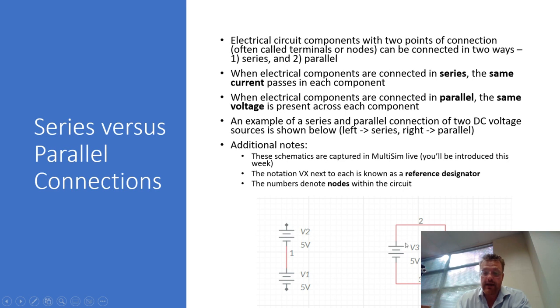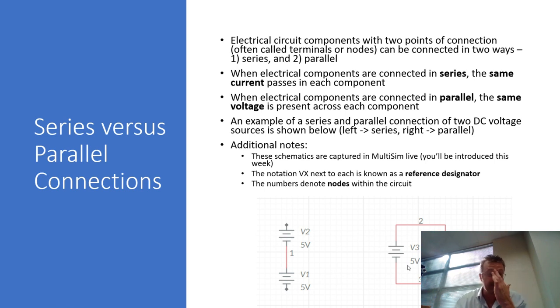In contrast, here on the right, components V3 and V4, the ideal voltage sources, share a common connection at their positive terminals, along with a common connection at their negative terminals. We say that these two are in parallel. And when they're drawn, they look like they're parallel next to one another, so that makes sense. When components are in parallel, they have to have the same voltage across them.